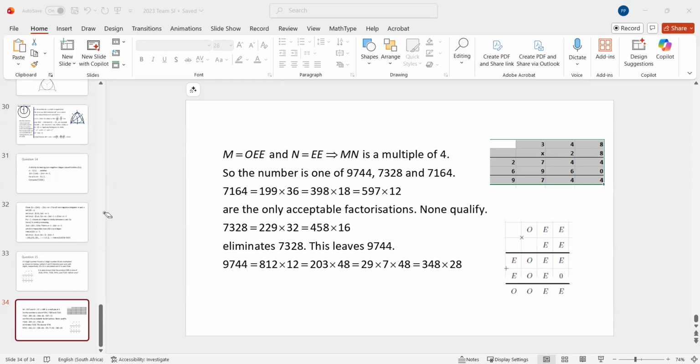And the same thing with 7328. There are only 2 ways in which you can factorize that, and you don't get odd, even, even. So this one is eliminated. But this is the only one where you have odd, even, even, so that is the answer. So that takes care of problem 15, and that's the last one.